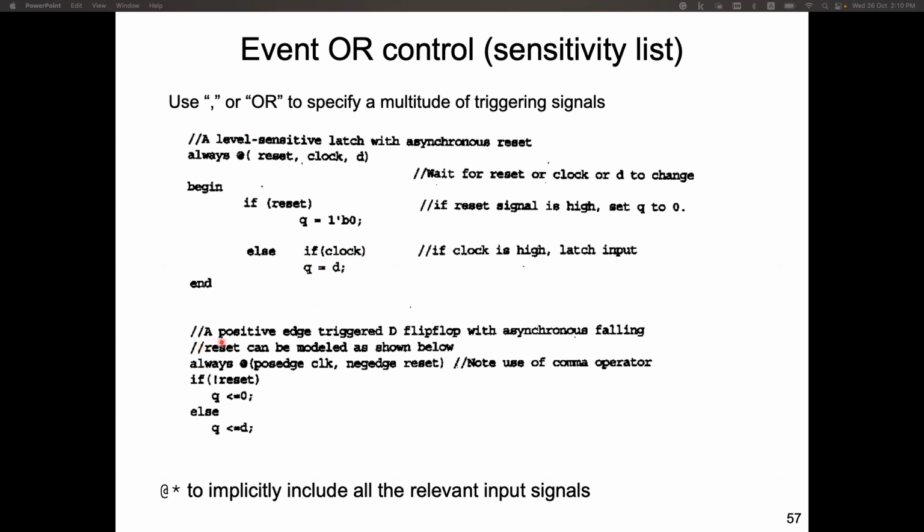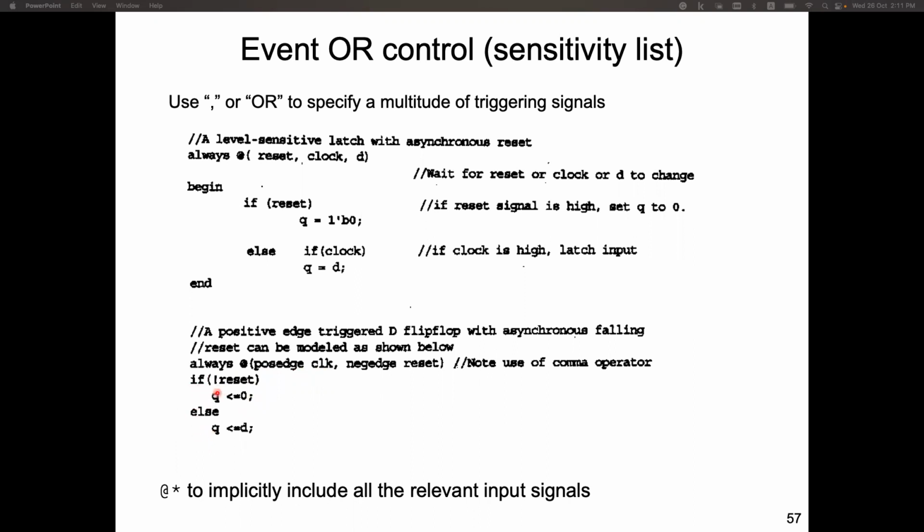This is another example. This is a positive edge triggered D-type flip-flop. The previous one is a latch. This is a D-type flip-flop with asynchronous falling edge reset. Let's see, very simple. So always, the sensitivity list includes positive edge of clock and negative edge of reset. Check on these two events. If reset has a negative edge, or clock has a positive edge, we execute these statements.